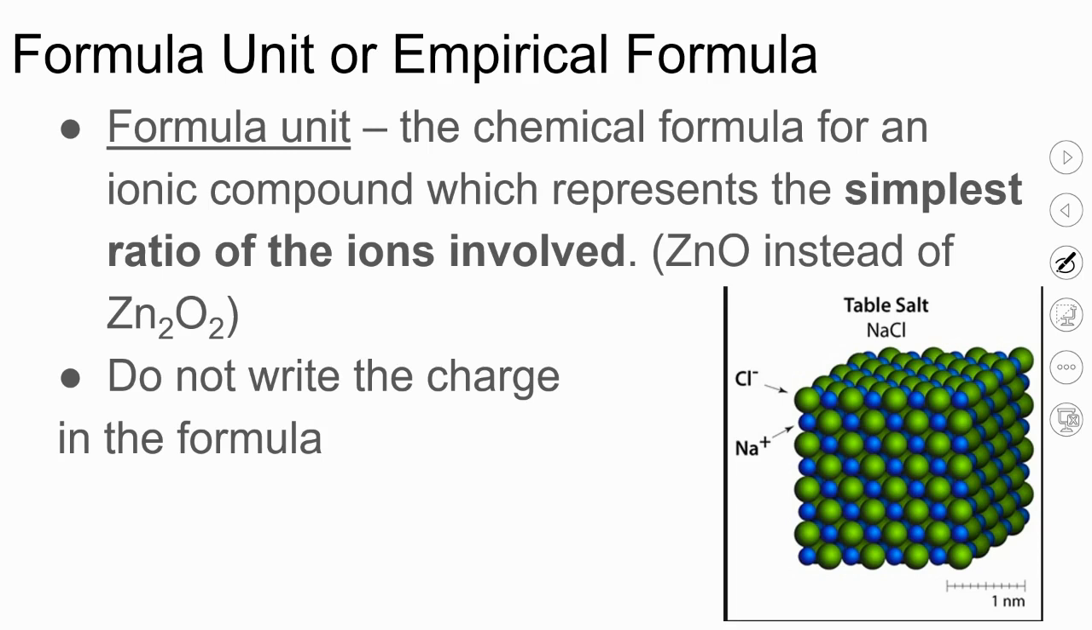All right, the other thing that you need to watch out for, and I'll repeat this next time: if we are writing the formula, we don't write the charge in the formula. We could figure out here that oxygen has a 2 minus charge and zinc has a 2 plus charge from the formula, but we don't write that in the formula. Only write the charge if it's asking you what the charge is. Okay, questions here? This is just housekeeping to make sure we know what we're talking about.